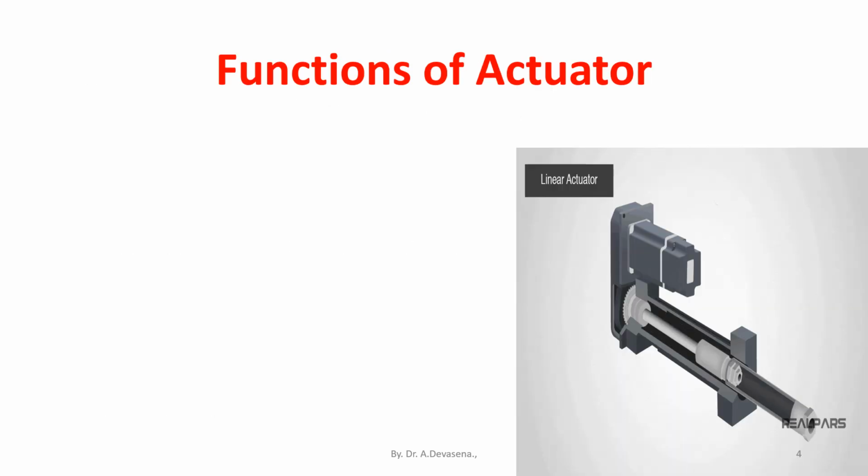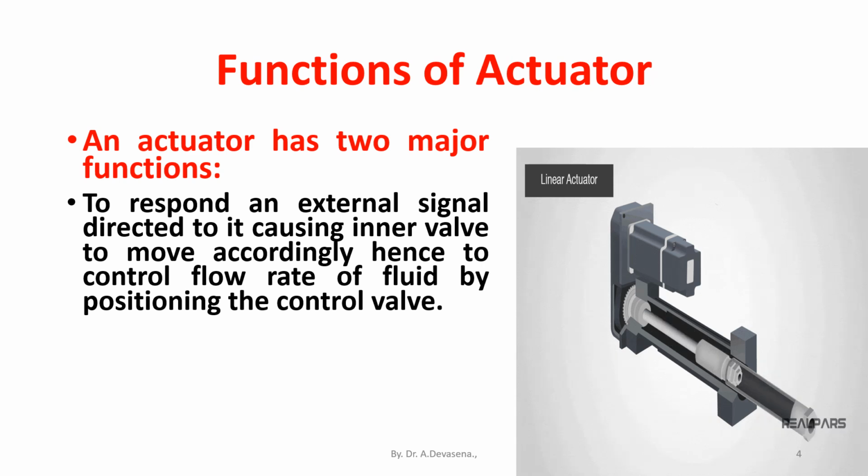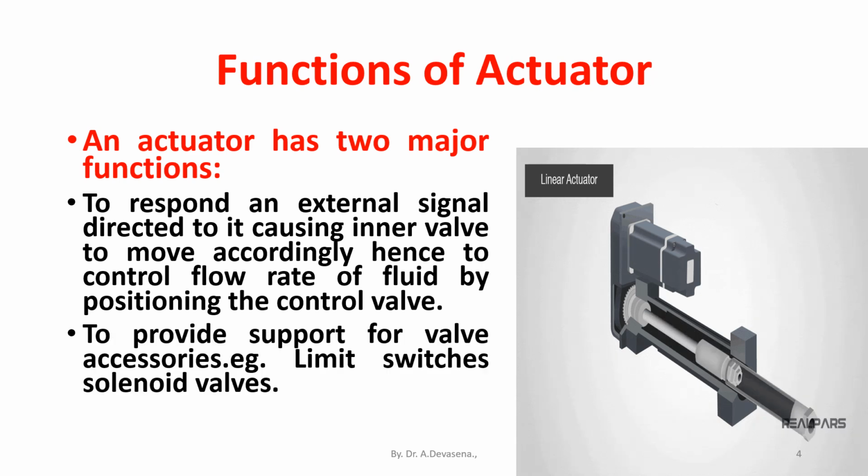Functions of actuator. An actuator has two major functions. The first one is to respond to an external signal directed to it, causing the inner valve to move accordingly, and hence to control the flow rate of fluid by positioning the control valve. Second, to provide support for valve accessories. Example, limit switches, solenoid valves.